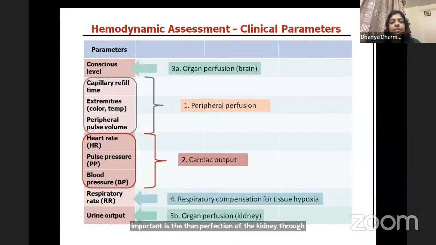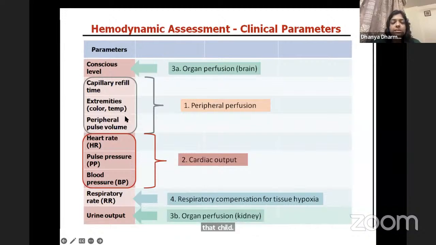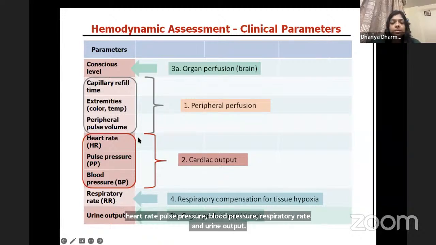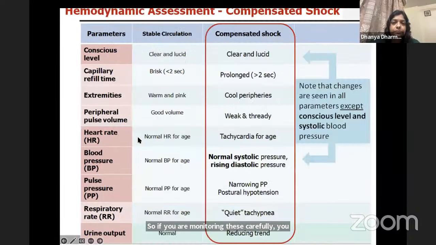So for any child with dengue, you need to look at these very important parameters for hemodynamic assessment, because that is what is going to tell you how you should manage that child. So again, I repeat: the conscious level, yes, but more important, CRT, extremities, peripheral pulse volume, heart rate, pulse pressure, blood pressure, respiratory rate, and urine output. If you are monitoring these carefully, you'll never go wrong.